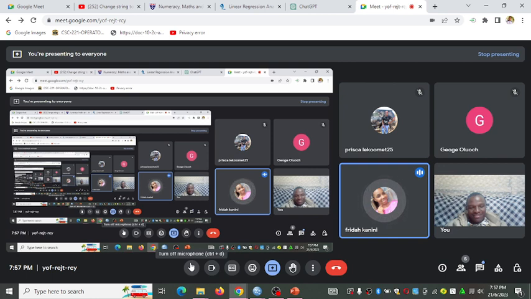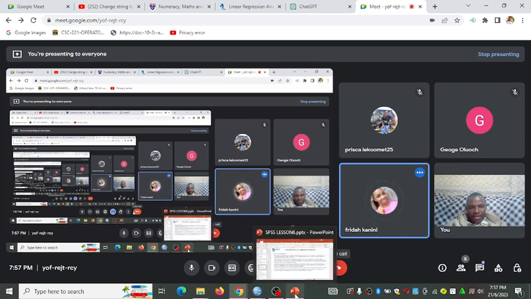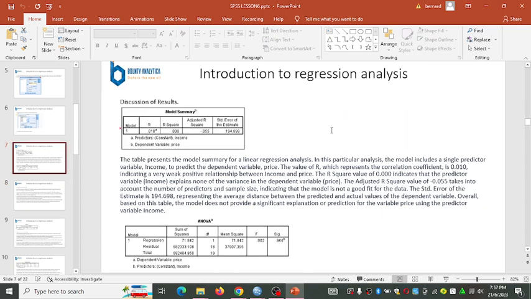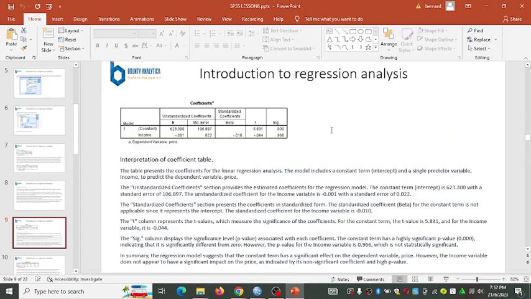So, like in our case here, what is supposed to be the null hypothesis? The null hypothesis for our case here, we have so many null hypotheses here. So the first one is for the ANOVA or for the coefficient. So let's go for the coefficient. See there?